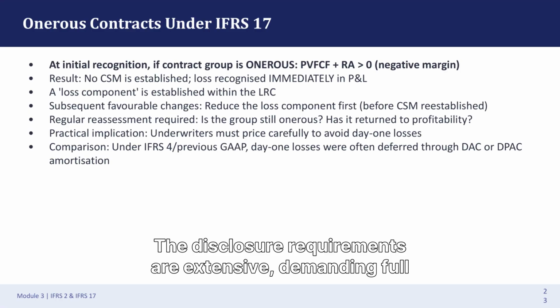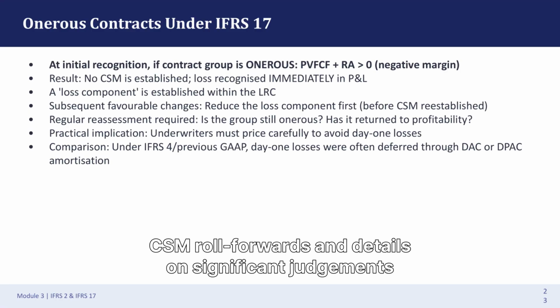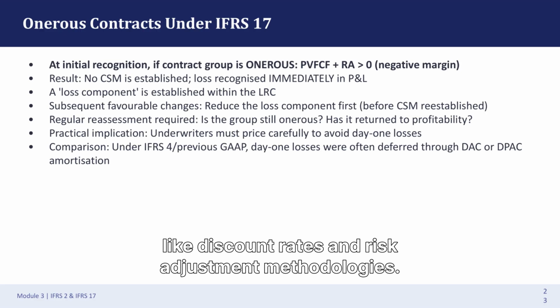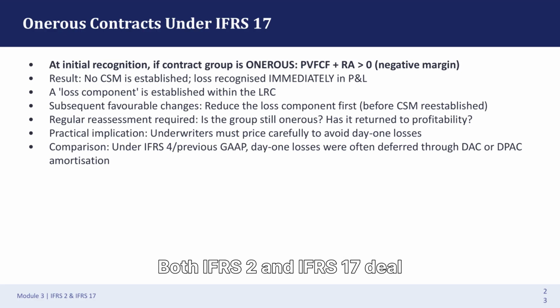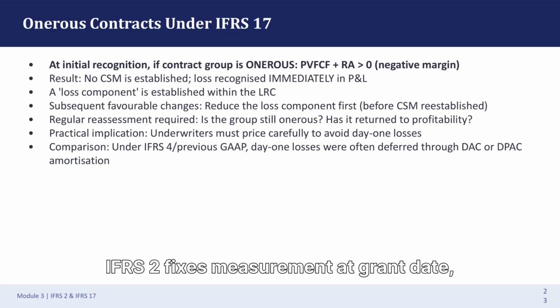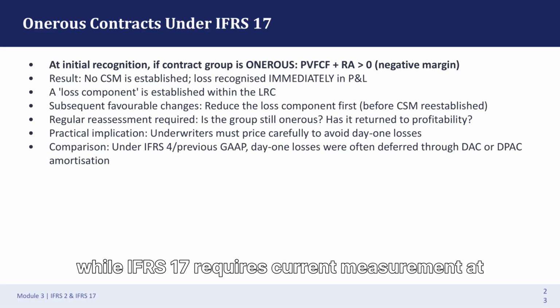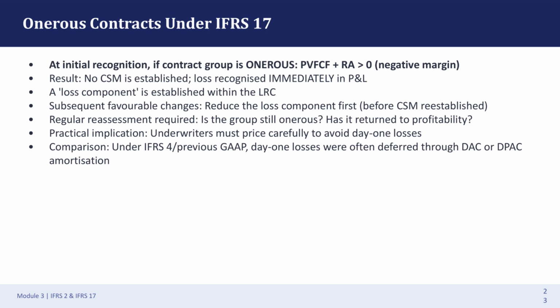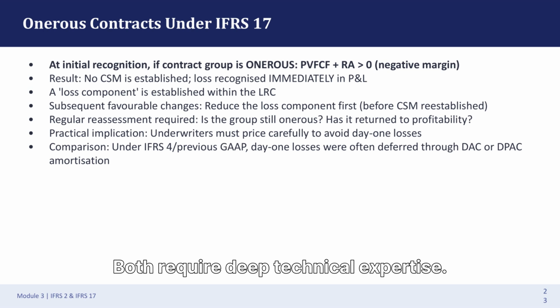Transparency cuts both ways. The disclosure requirements are extensive, demanding full CSM roll forwards and details on significant judgments like discount rates and risk adjustment methodologies. Both IFRS 2 and IFRS 17 deal with complex obligations and introduce deferred profit concepts. IFRS 2 fixes measurement at grant date, while IFRS 17 requires current measurement at every reporting date. Both require deep technical expertise.